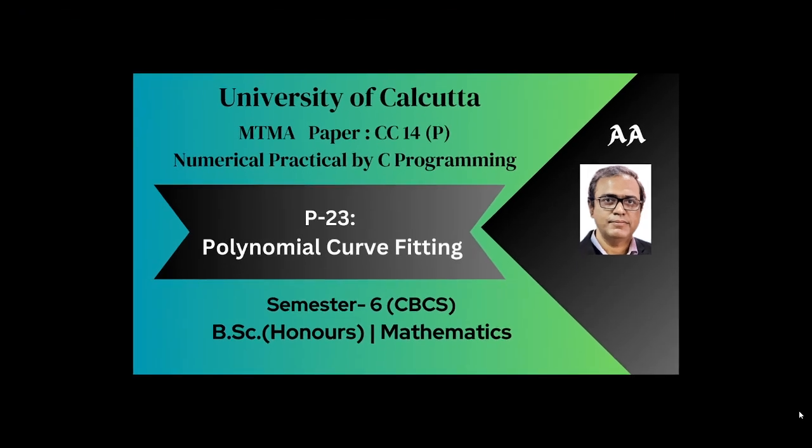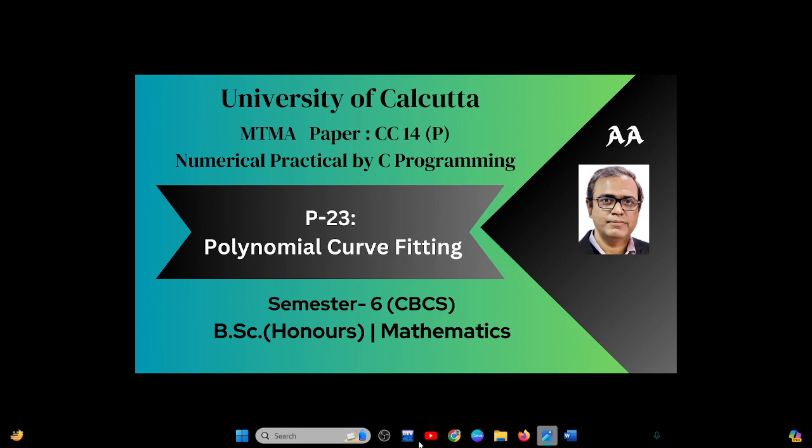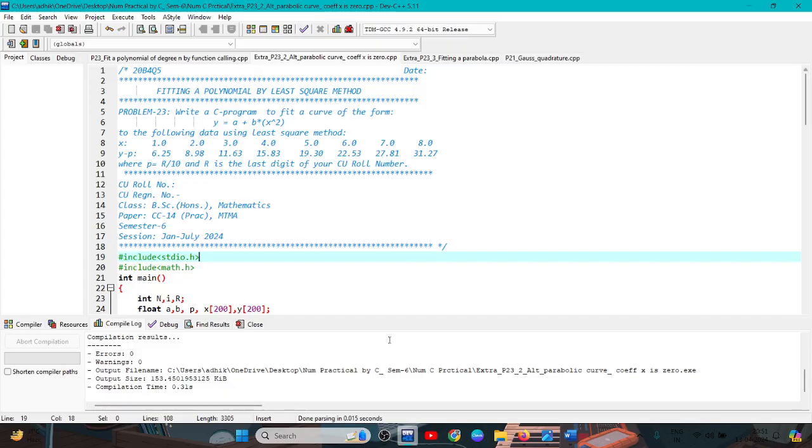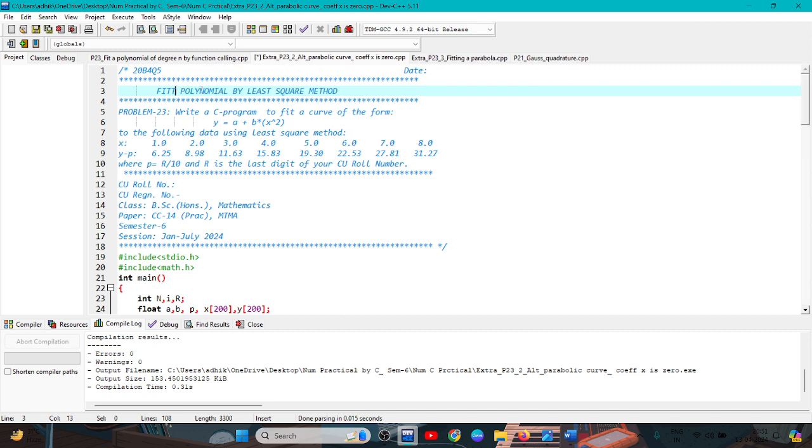Polynomial curve fitting. Fitting a polynomial curve. Polynomial curve fitting by least square method.